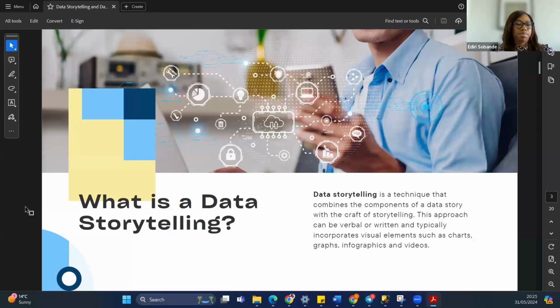So what is data storytelling? Data storytelling is a technique that combines the components of data story, the component of your data as a story, with the craft of storytelling. So, storytelling is a craft. Some people have it naturally. For some people, you have to learn it. So you have your data, and then you have the story that is around your data. And being able to deliver that story in a compelling way is that skill that is needed, which is called the skill of data storytelling. So we will look at what is a data story, and then we'll also look at storytelling as a skill.